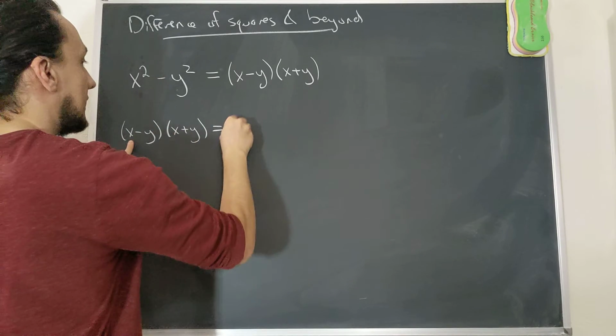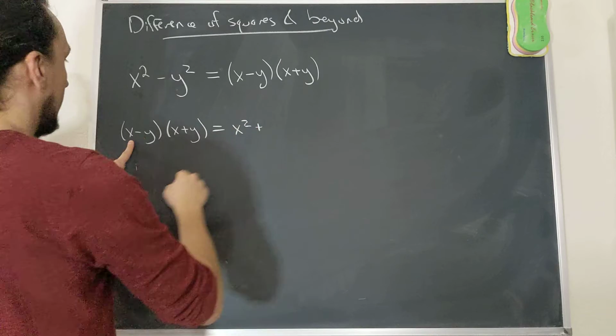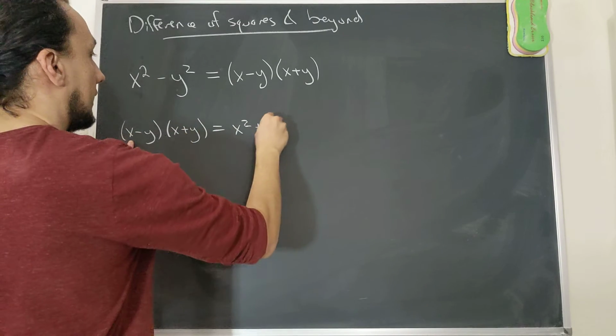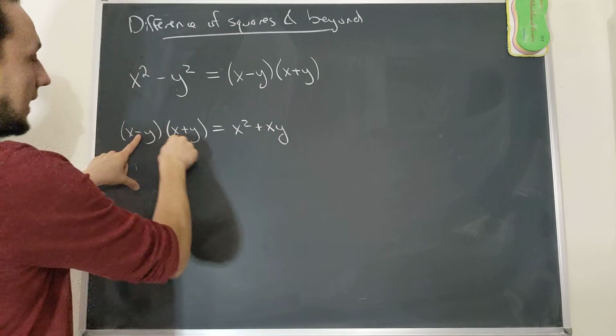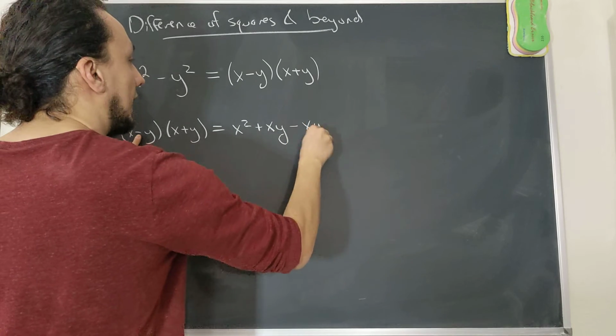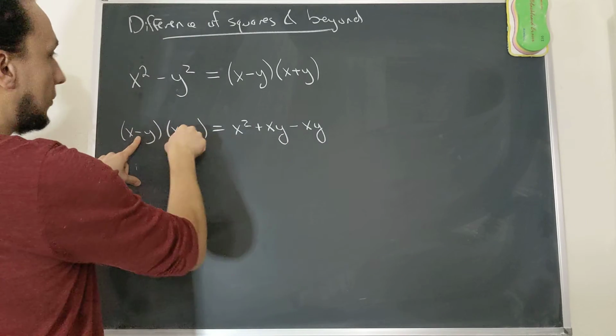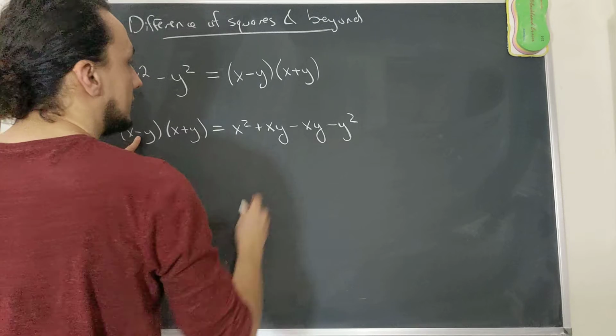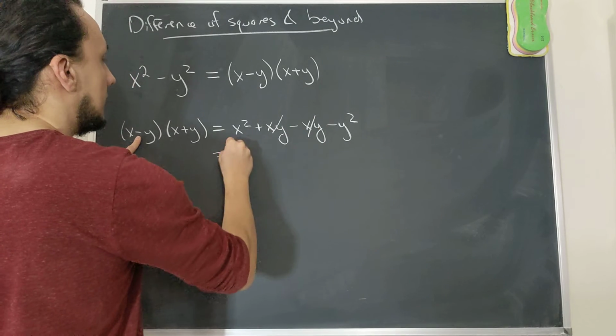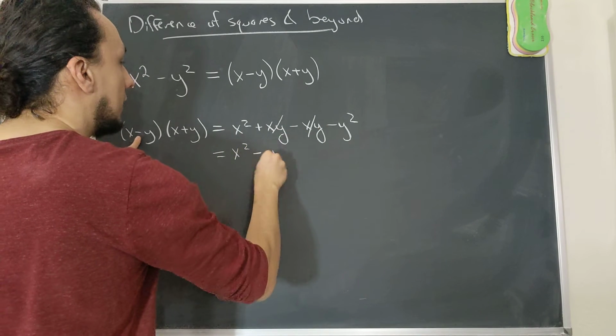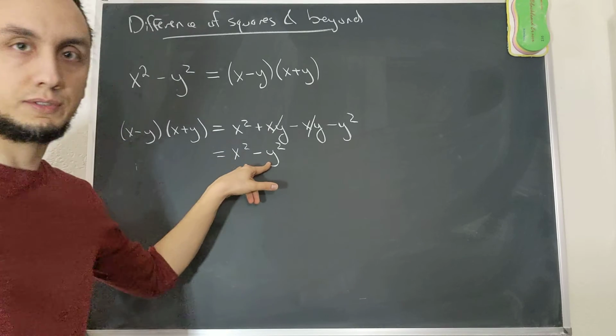We get x times x is x squared. And then we get x times y, that gives us xy. Then we get minus y times x, that gives us minus xy. Then we get minus y times y, that gives us minus y squared. These cancel, and I'm left with x squared minus y squared, the difference of squares.